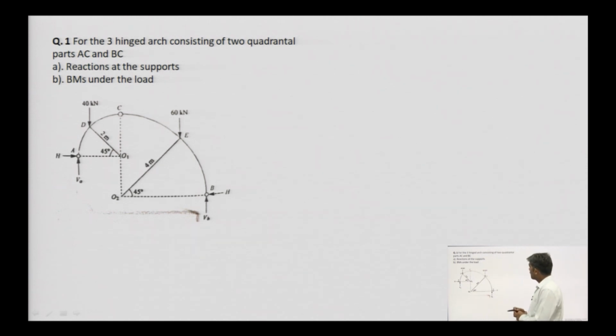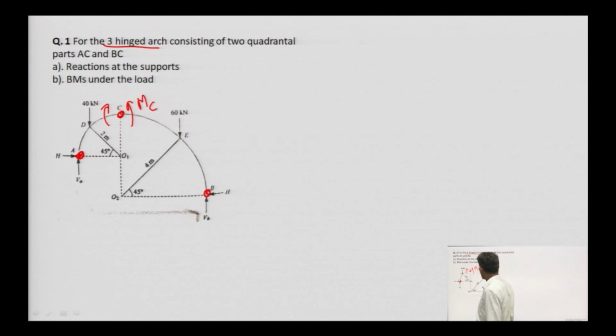In this question, what is given to us? A 3-hinge arch. Arch is a 3-hinge arch, means one hinge here, one hinge here, and one hinge here at A, B, C. These are the hinges, means moment at these points is 0, and at this point C, suppose bending moment is M c. So, M c is 0 for this part and for that part also. For both sides it is 0, at the crown.